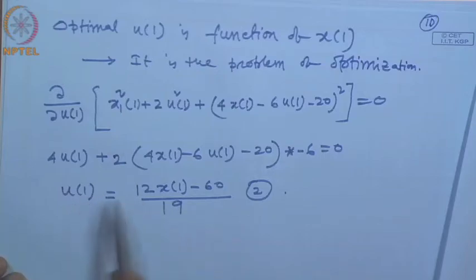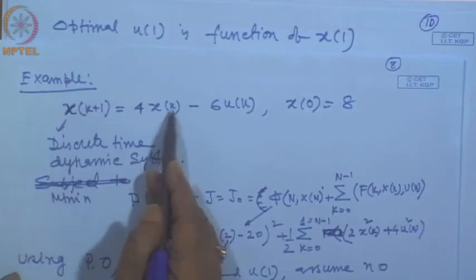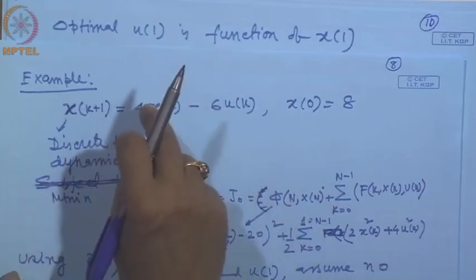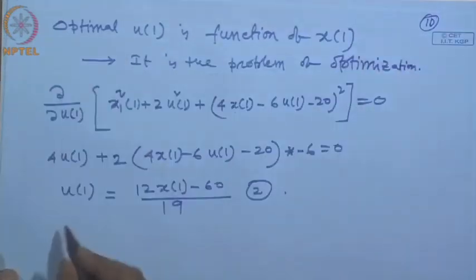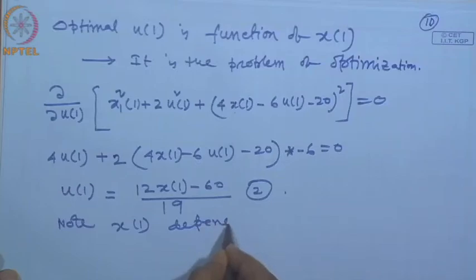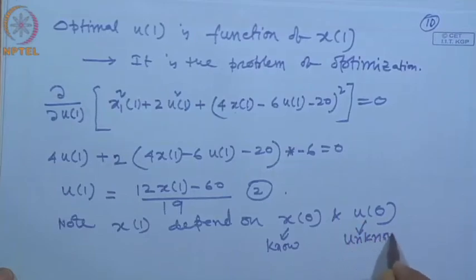So, this x1, now look at this one in the basic dynamic equation. k is equal to 0 means x1 from x of 0, u of 0. So, x1 depends on u0 and x0. Note, x1 depends on x0 and u0, which we do not know. Only x0 is known, this is unknown. So, let us see how to do it.